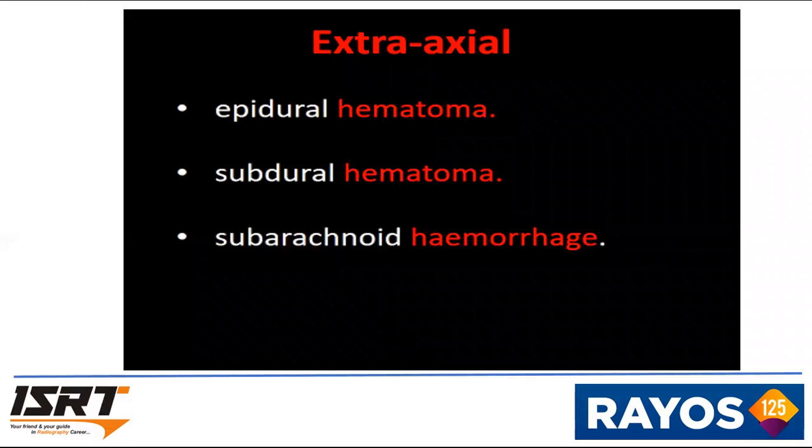Coming into the extra-axial bleeds. There are three types of extra-axial bleeds: epidural, subdural, and subarachnoid hemorrhage. Extra-axial bleeds are epidural hematoma, subdural hematoma, and subarachnoid hematoma. Then we will go one by one. So what is epidural hematoma and how does it appear?